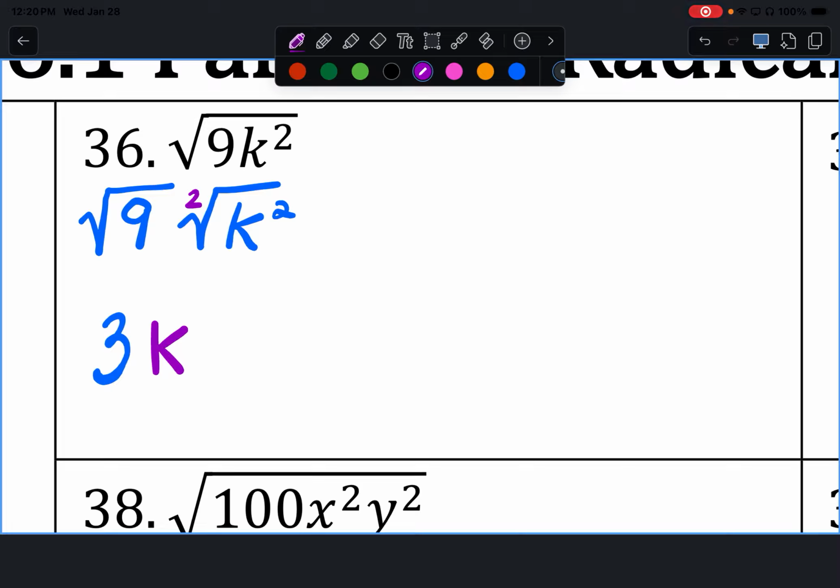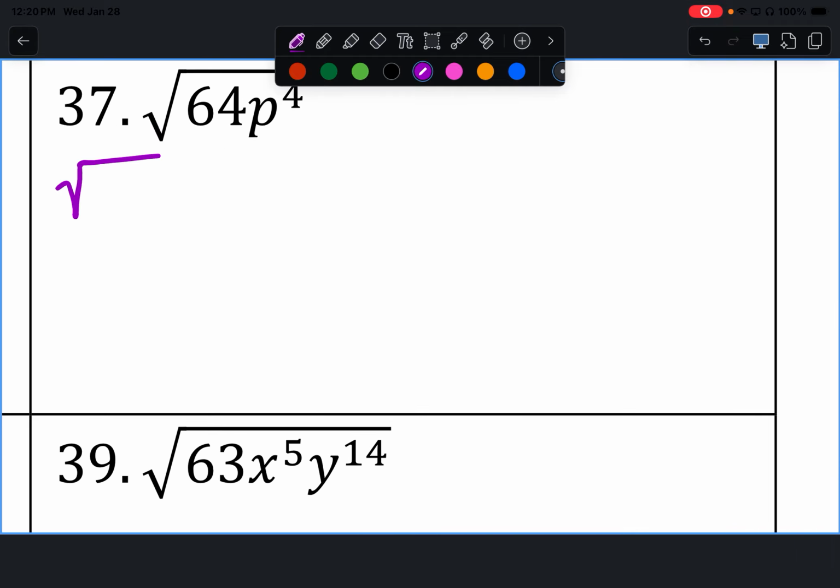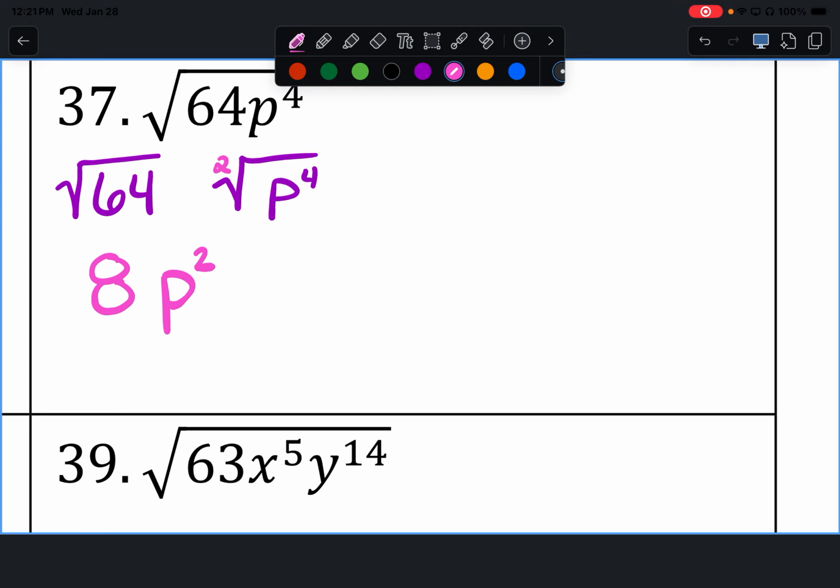All right, for 37, we're going to split it up. We have the square root of 64 and the square root of p to the 4th. What is the square root of 64? Then we're going to look at the square root of p to the 4th. Is 4 divisible by 2? How many times does 2 go into 4? So it will be p squared.